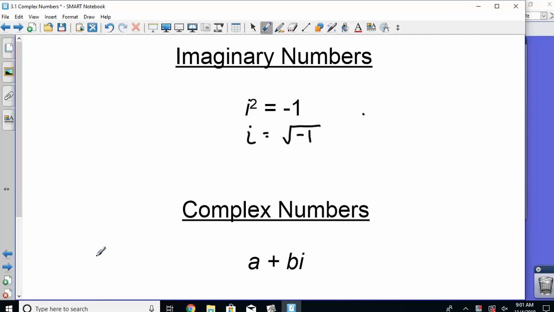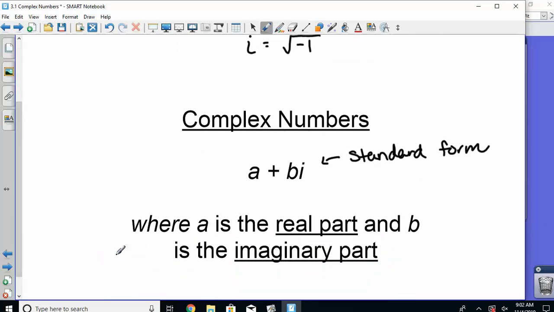Any number of the form a plus bi is called a complex number. a plus bi is what we call the standard form. In Algebra 2, we told you to write your answers that way, but if you didn't, we didn't necessarily take off. Now I will. So I want all of our answers to be written in a plus bi form, the real part plus the imaginary part. We will be breaking down these numbers in a few minutes and talking about them. a represents your real number part, b represents the imaginary part of your numbers.